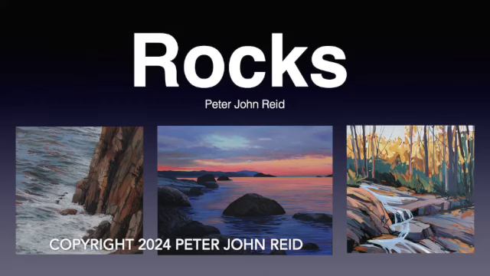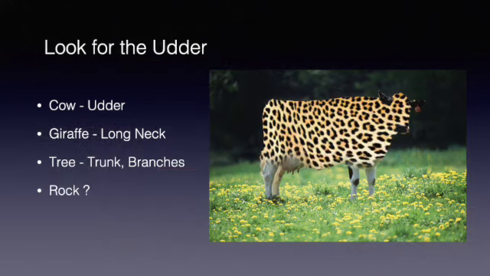This video is an overview of the different ways that I paint rock. If you're painting representationally, then you need to look for an udder. In the case of a cow, it's the udder. Even if that cow has leopard spots on it, you can still recognize it as a cow.